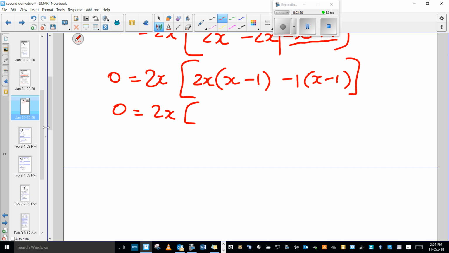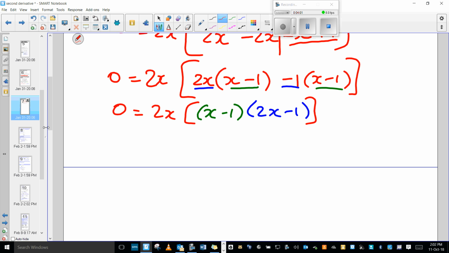Now here what I've got is this bracket that's common. So that's one of my brackets, and then 2x minus 1 must be the other bracket. So now we've fully factorized this thing.